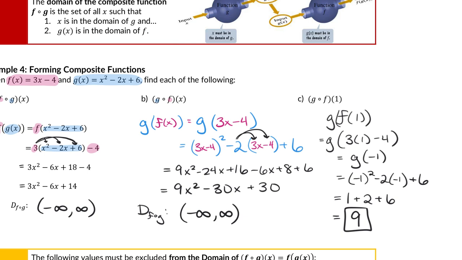So if you have a number that you're plugging in, you should get a number out. If it has an x you're plugging in, you should get an equation out. So 9 is your answer. 9 is the answer. G of f of 1 is 9.